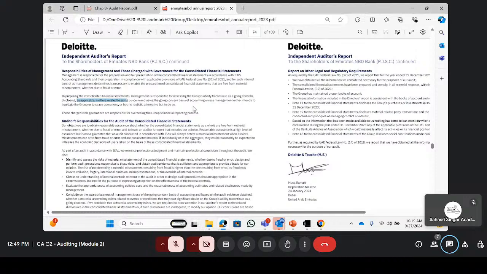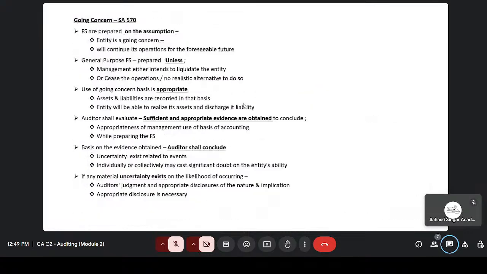Okay, so this particular point, management intends to liquidate. You can see I have mentioned it separately somewhere. No, one minute. See here, general purpose financial statements are prepared unless management either intends to liquidate the entity or cease operations, or has no realistic alternative but to do so.